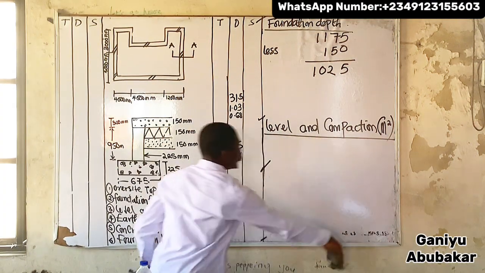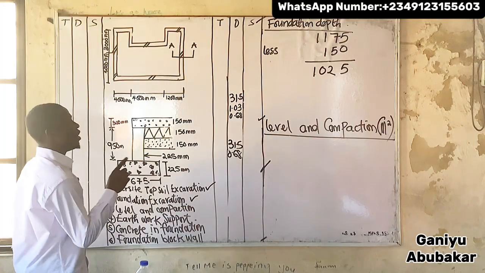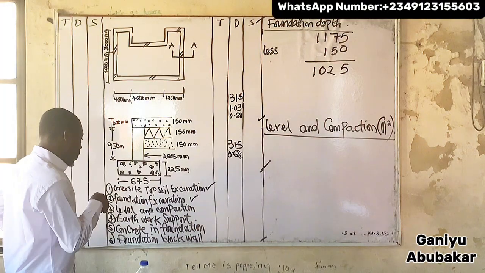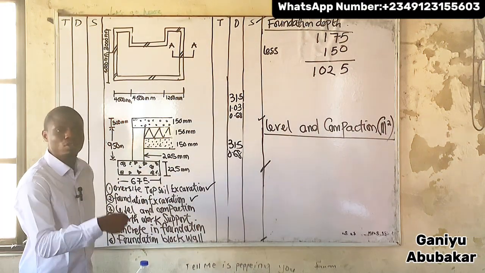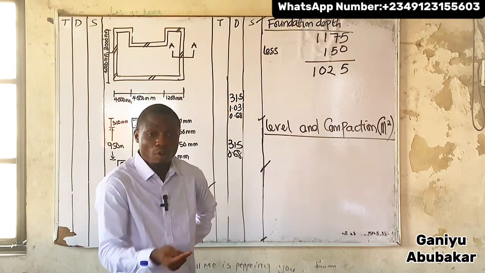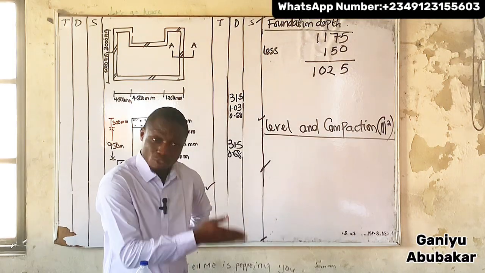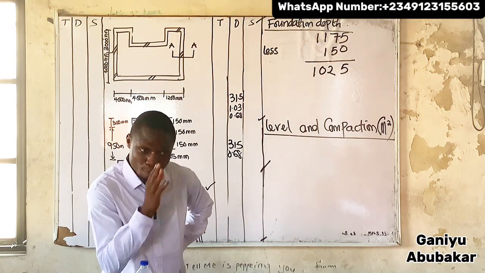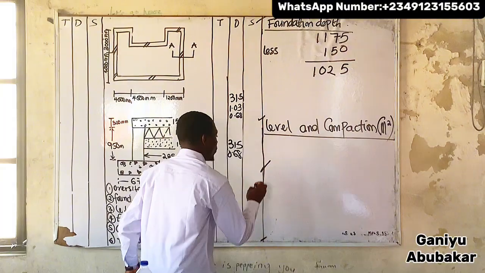All right, should we proceed? This is for level and compaction. What next there? Earthwork. For earthwork support, what's the first in there? 31.5. The first to put there. So for earthwork support, please.